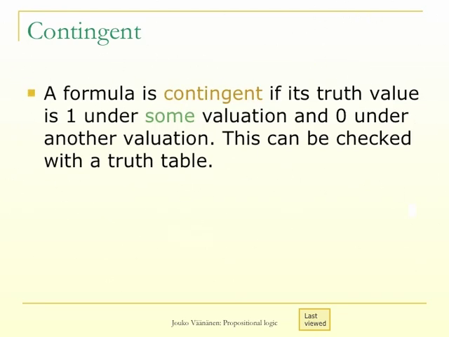A formula is contingent if its truth value is 1 under some valuation and 0 under another valuation. This can be checked with the truth table. In everyday language, a contingency is something that may be the case, but most likely is not the case. An airplane may lose one engine and still fly safely, but losing two engines may have catastrophic consequences. For such a contingency, the pilots probably have special emergency routines to follow.